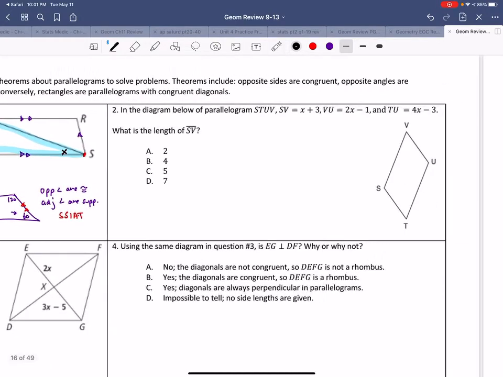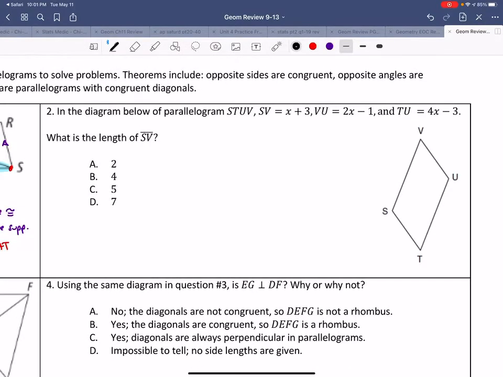Question number 2. In the diagram below, this is a parallelogram. Okay. So that means these angles are equal and those angles are equal. And any acute added with an obtuse has to add up to 180. But they don't really care about the angles, they're talking about the side lengths. So we know any kind of parallelogram, opposite sides are equal. Two short ones, two long ones.